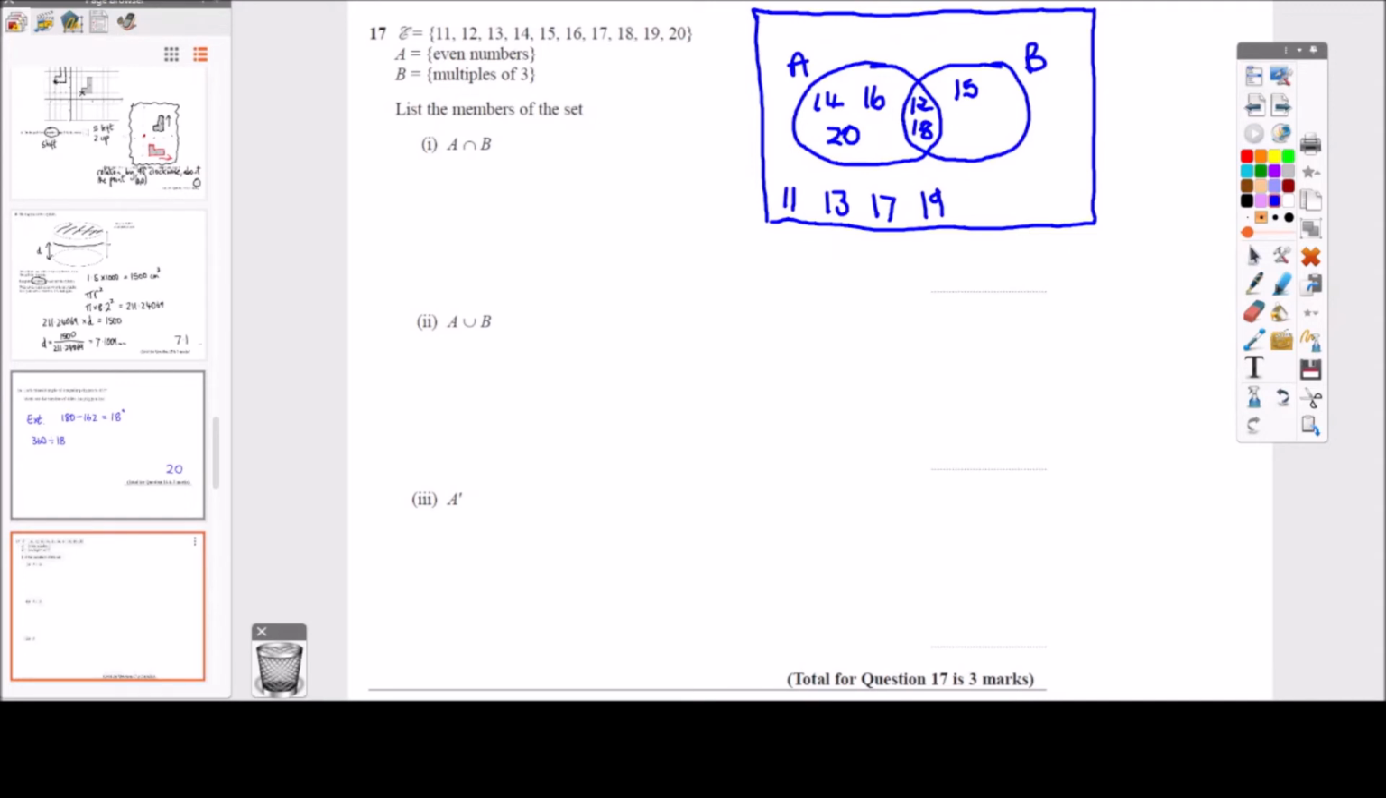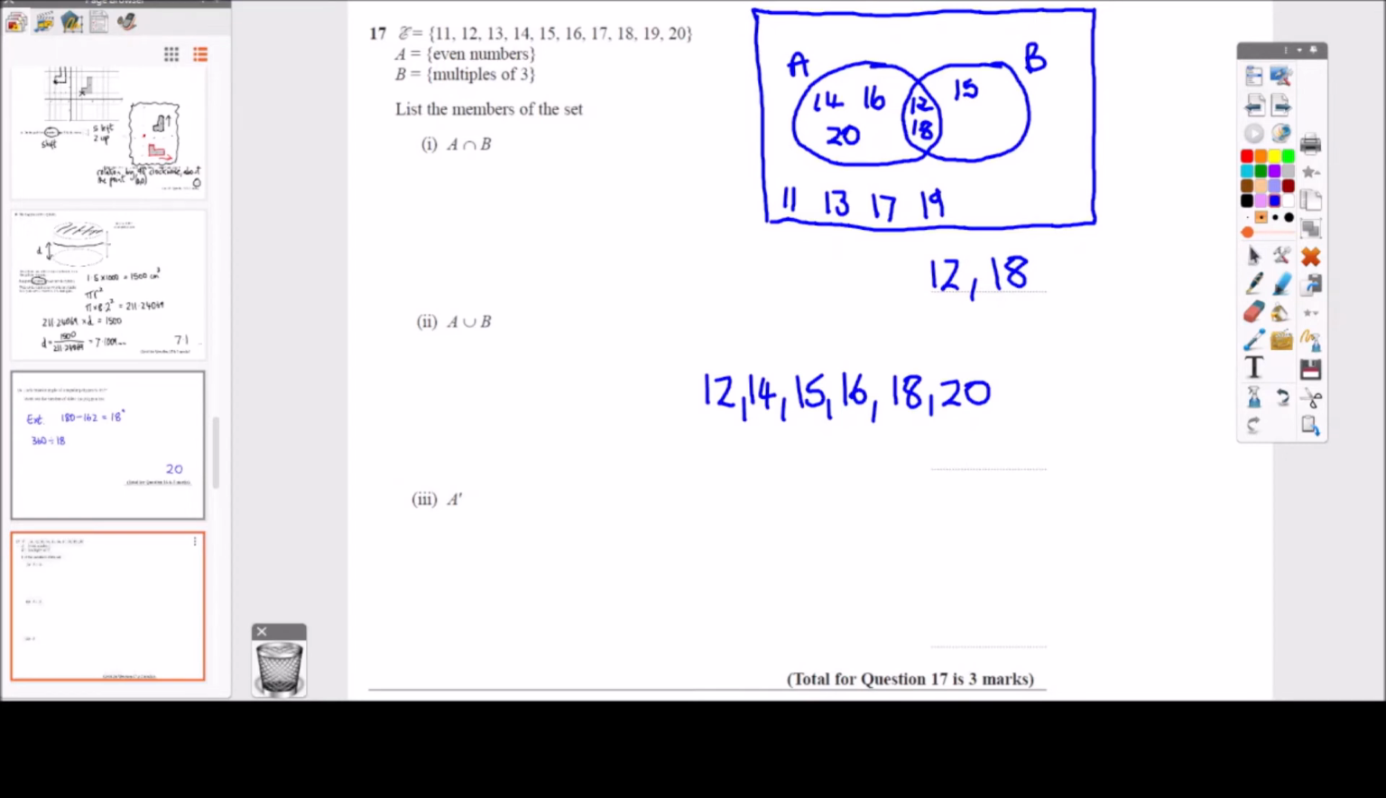List the members that are A intersection B. That means that they're in A and they're in B. Well, that's where the two rugby balls cross. That's the 12 and the 18. Now, part 2, A union B, means you're either in A, or you're in B, or you're in both. So that's all of these numbers in here. Now I'm just going to help the marker by putting those in numerical order. So 12, 14, 15, 16, 18, and 20.